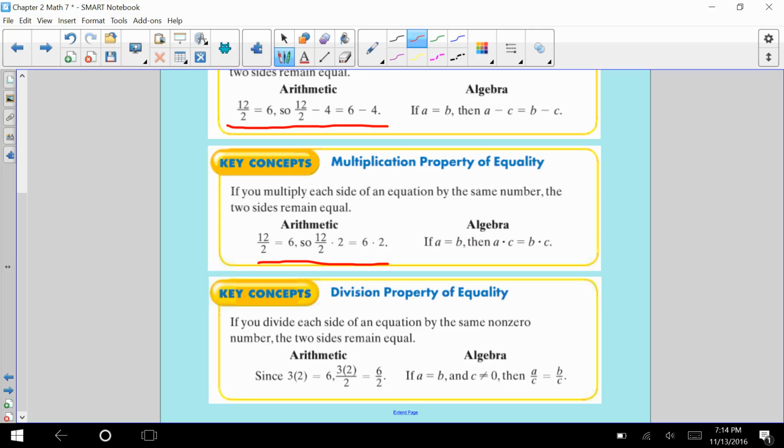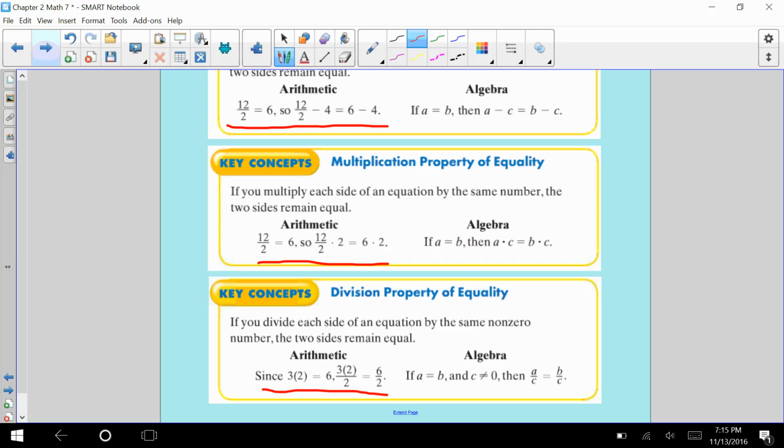And the division property of equality says that I can divide both sides of an equation by the same number and it'll stay equal. So we know 3 times 2 is 6. So if I divide both sides of that by 2, it's still going to be equal. 3 times 2 divided by 2 is equal to 6 divided by 2.